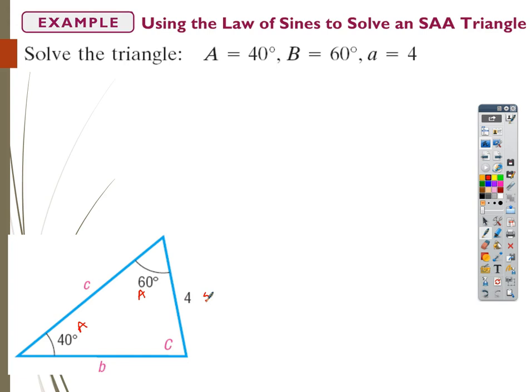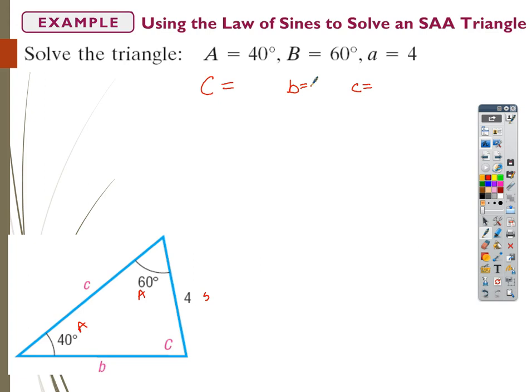Because I have 2 angles and a side given to me, I know that I can use the law of sines. And so what I do is I take my information, I set it up, and I find out, well, what do I need to know? What I need to find out is I need to know what C is. I need to find out what little b is and what little c is. Those are the 3 missing pieces of information.